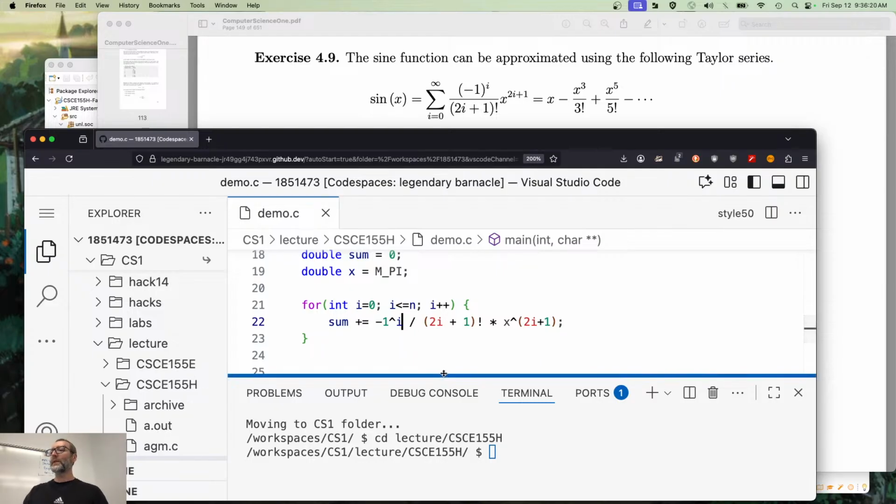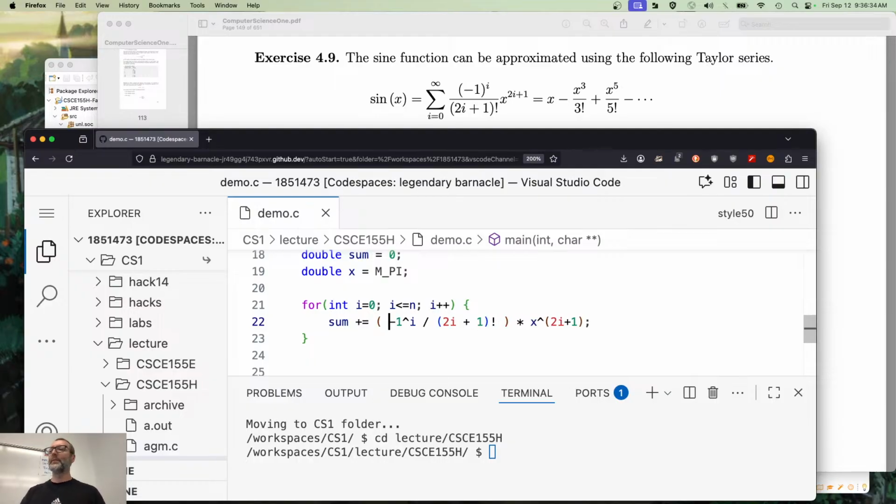So first of all, let's go ahead and fix stuff first. All right. So what should I do? The numerator here, the denominator is fine, but what do I need to do to that entire expression? Put it into parentheses. Right.